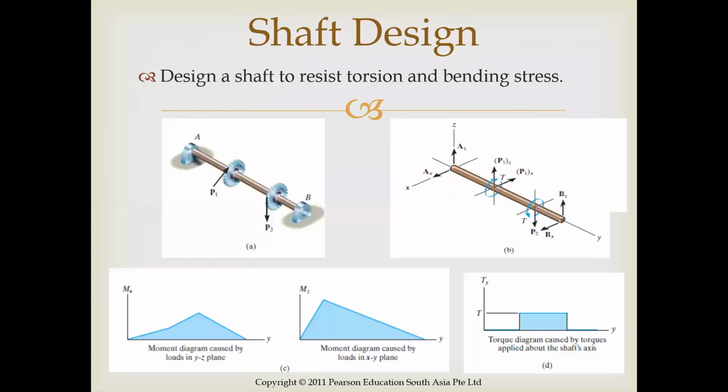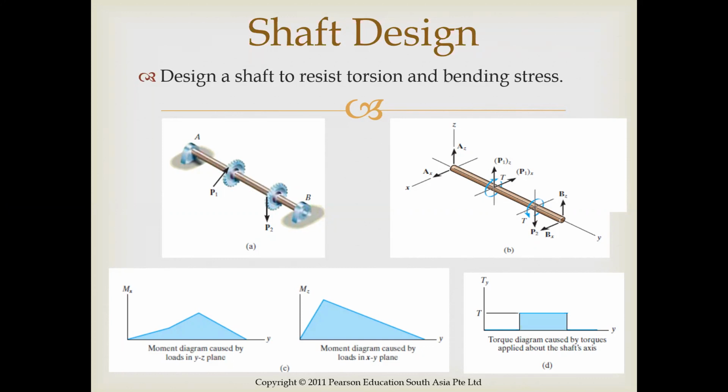So we'll start with coverage of shafts. Like I said, the primary objective is to resist torsion, but because of the way these forces are applied, it may also experience bending stress. When we covered shafts in the past, we only considered the design for torsion, but now we're going to go back and consider the full design.